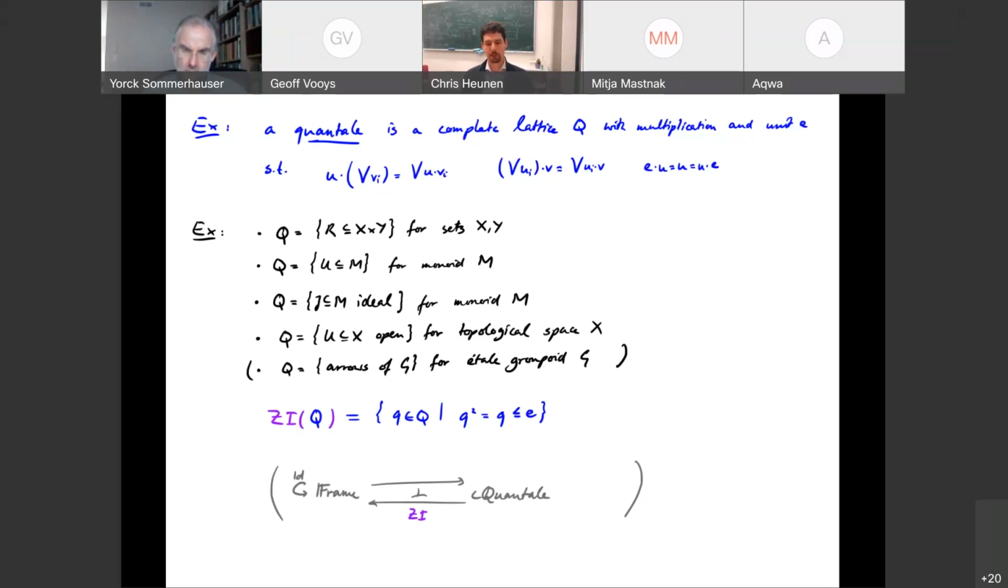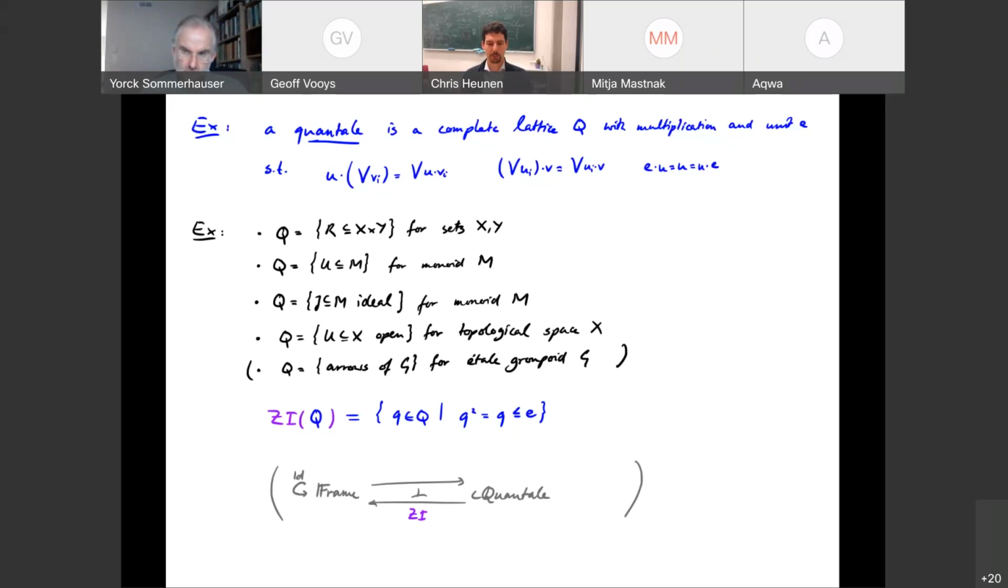Maybe more interesting, if you start with a topological space X, I can look at its topology, so the family of all its open sets. This is a complete lattice because the arbitrary union of an arbitrary number of open sets is still open, but it also has a form of multiplication, namely intersection. I can take two open sets, and I can say their multiplication is their intersection, and that's again an open set. So this also becomes a quantale.